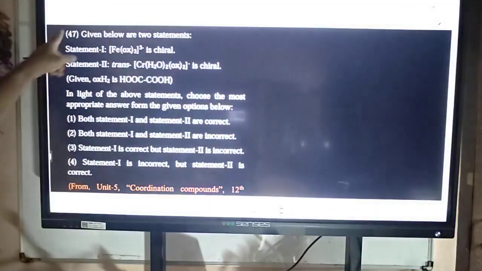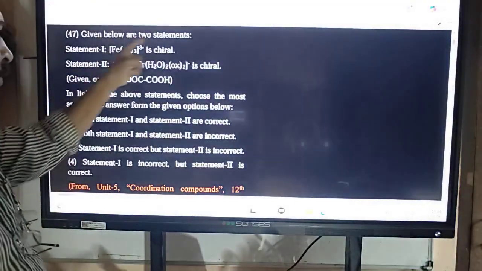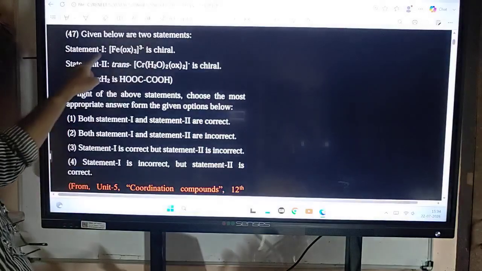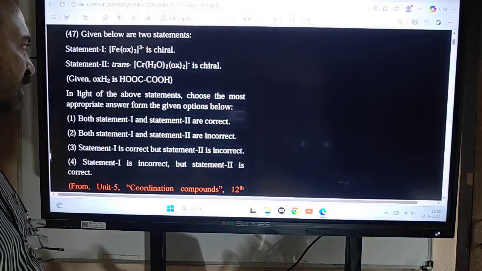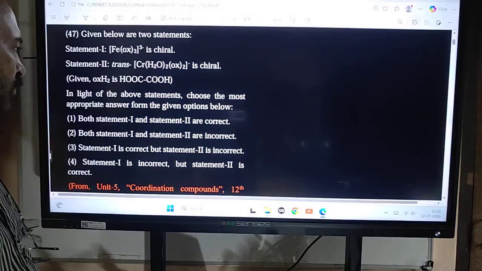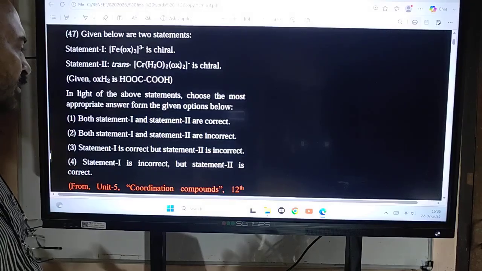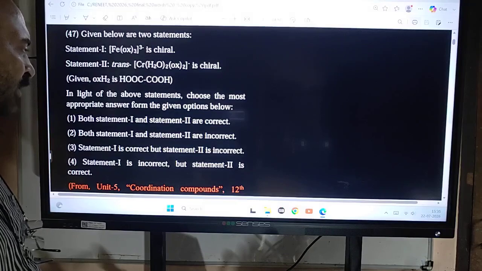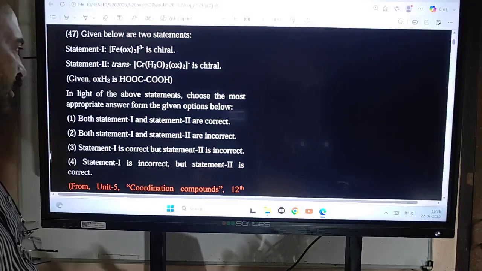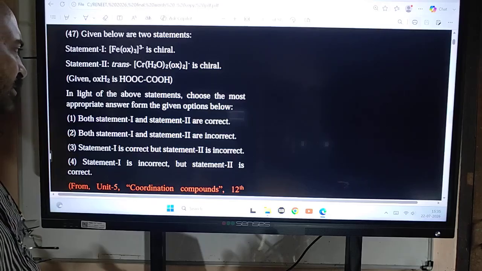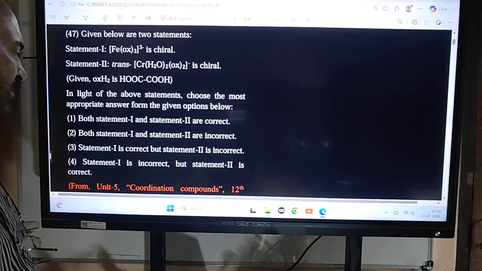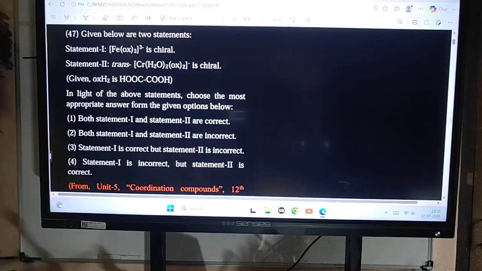Next question, 47. Given below are two statements. Statement 1: Fe(ox)3 3- is chiral. Statement 2: Trans-[Cr(H2O)2(ox)2]- is chiral. Given that H2ox is HOOC-COOH, meaning oxalic acid.